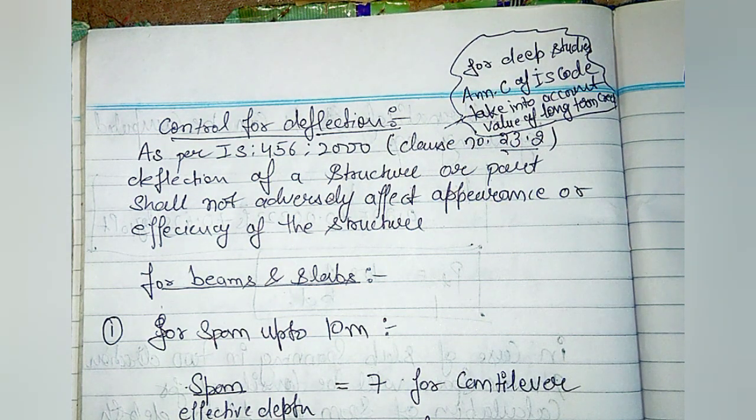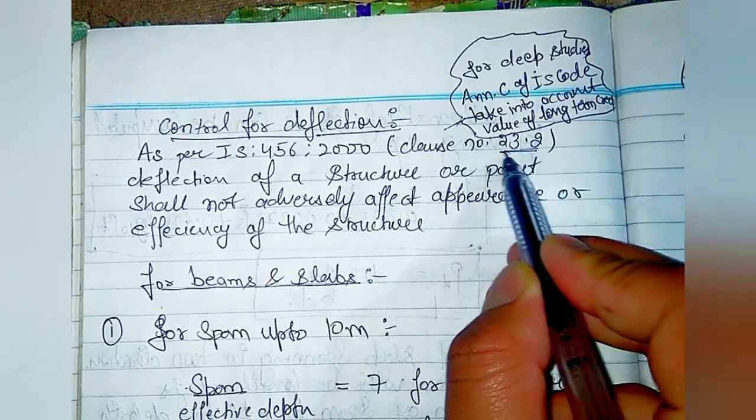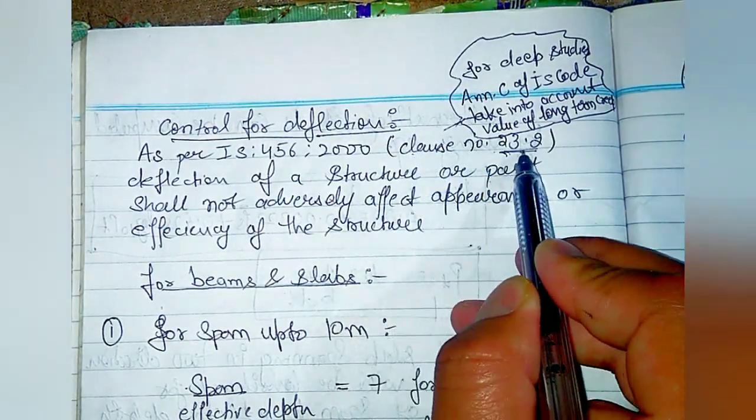There is also one annexure related to deflection control, annexure C of the Indian Standard Code, and it takes into account the value of long-term creep, that is, deflection due to long-term creep. But in simple terms, when you design slabs and beams, we check deflection under clause number 23.2. So here we are going to discuss clause number 23.2.